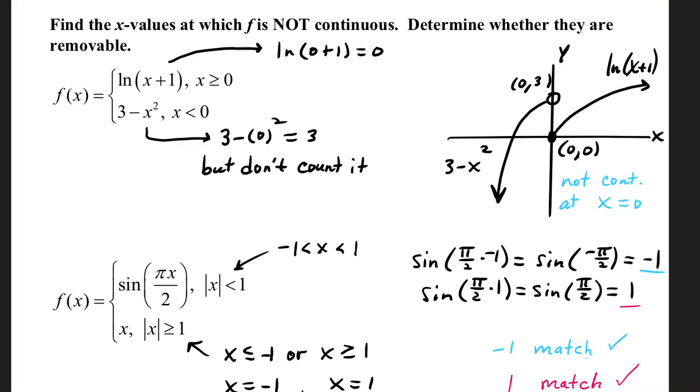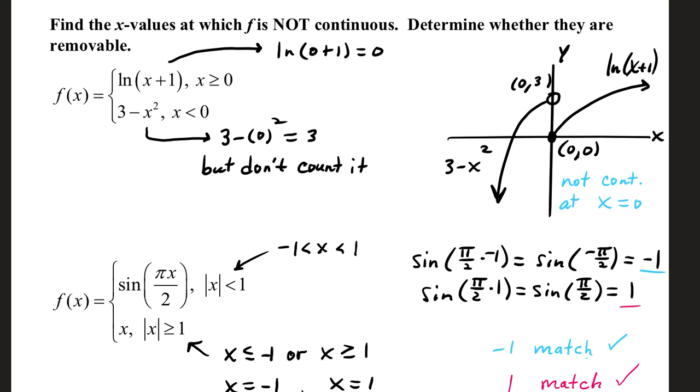Find the x values at which function f is not continuous. Determine whether they are removable. In our top function, we have a piecewise function. Natural log of x plus 1 is defined as long as x is greater than or equal to 0. The other piece, 3 minus x squared, is good for values of x that are less than 0, or negative.